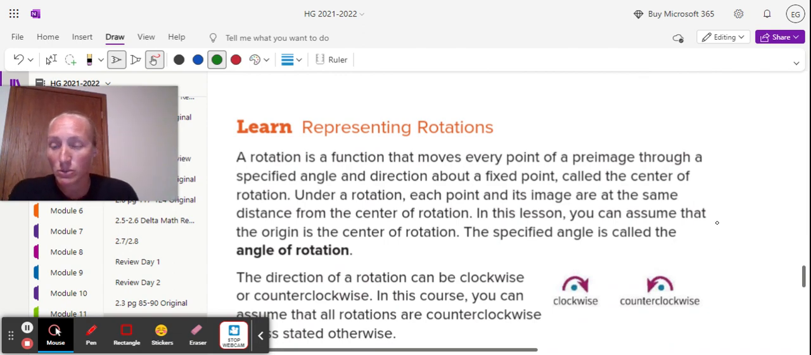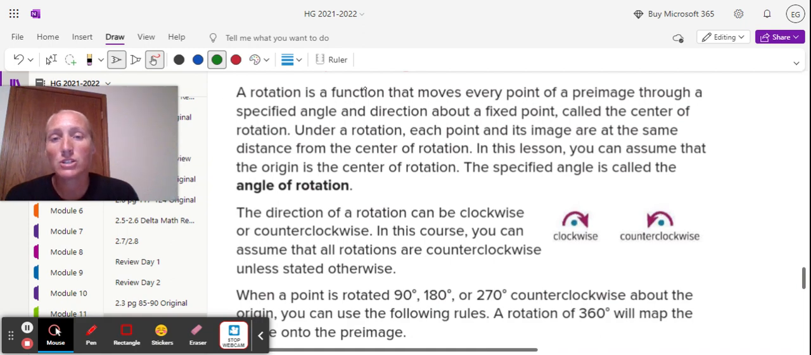Rotations. We have reflections we've talked about, translations we've talked about, translations and vectors. A rotation is a function that moves every point of a pre-image through a specified angle, so a specific angle, and a direction about a fixed point. Okay, lots to go on here. So under rotation, each point in the image is at the same distance from the center of rotation. In this lesson, you can assume that the origin is the center of rotation. The specified angle is called the angle of rotation.